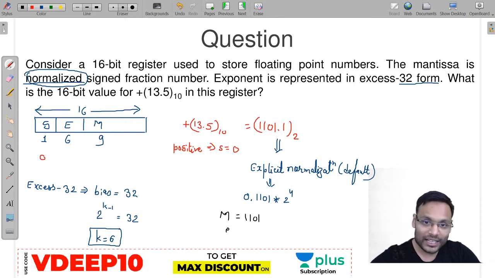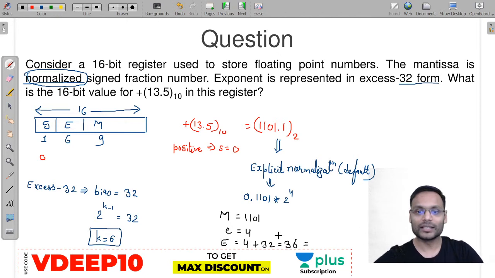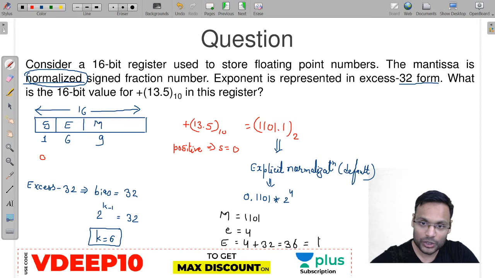What is the original exponent? 4. Can I store original exponent ऐसे ही? No. As it is, no. Then I will store capital E, which is 4 plus bias value 32, which is 36. So 36 in the binary I will be storing here. What will be 36 in binary in 6 bits? So 32, 16, 8, 4, 2, 1. So the stored 6-bit exponent is 100100.